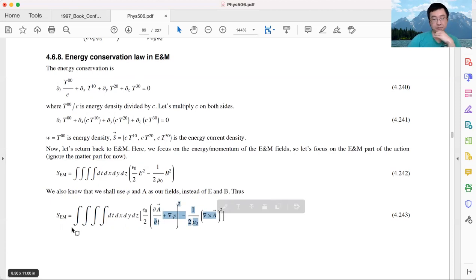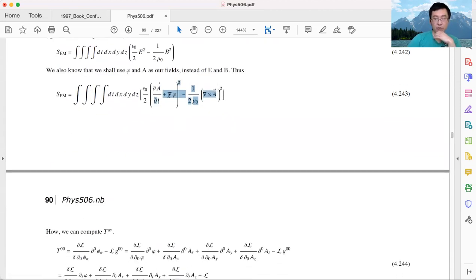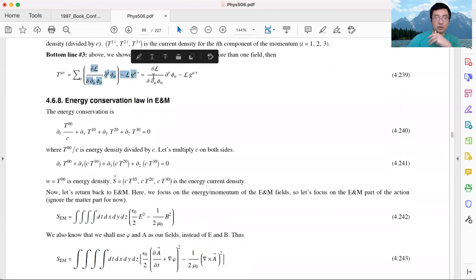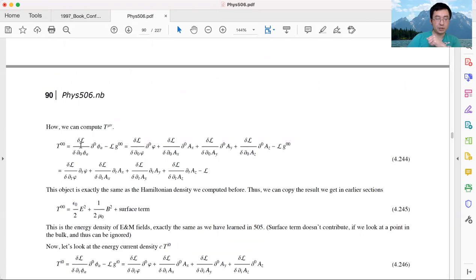So this is my action. In this action, we have 4 fields: one phi, a scalar potential, and 3 vector potentials, AX, AY, and AZ. So we should do this construction: do this variation for every single field, multiply it by the corresponding partial mu of the same field, add them together, then minus L. According to this formula, this is T00, by the way. We copied the same formula from above. For T00, it should look like this, and we need to do this for every single field.